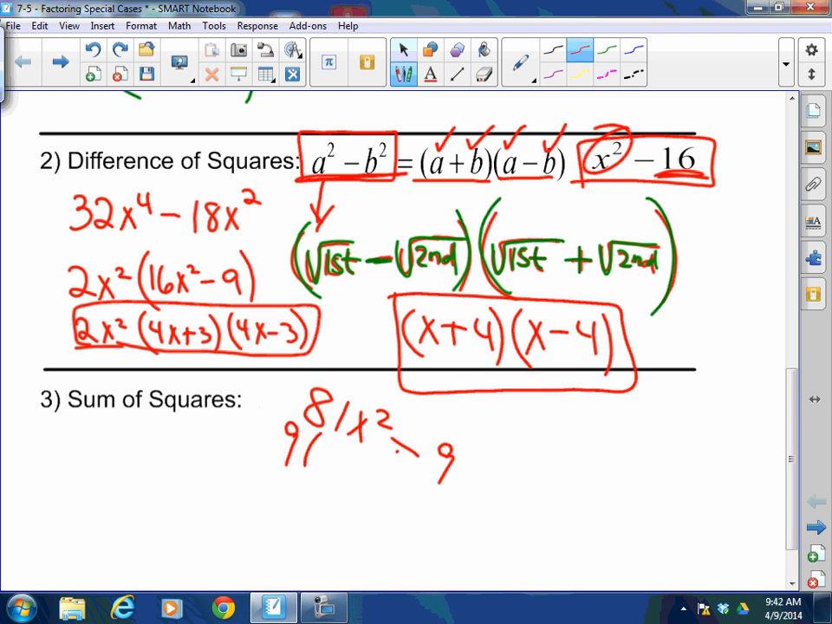So you would factor out a GCF, and that would be 9 times x squared minus 1. This would factor out to be 9 times 3x plus 1 times 3x minus 1.